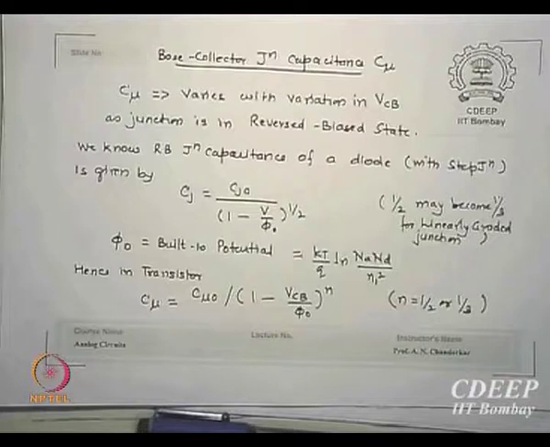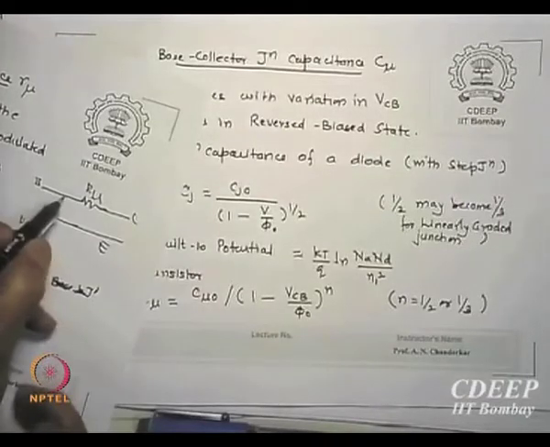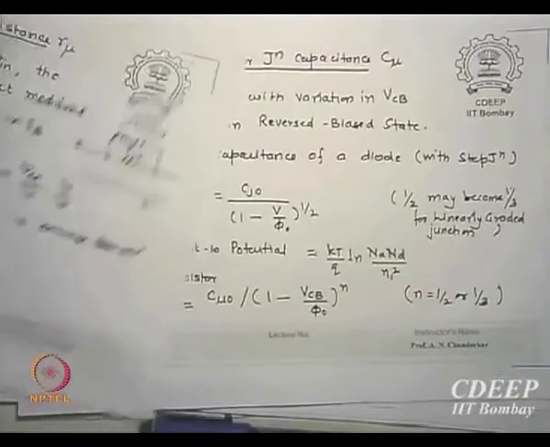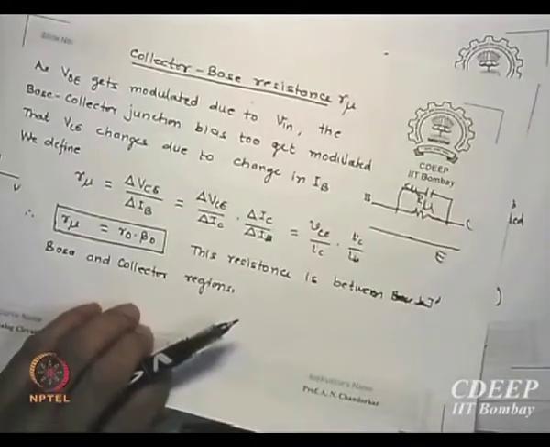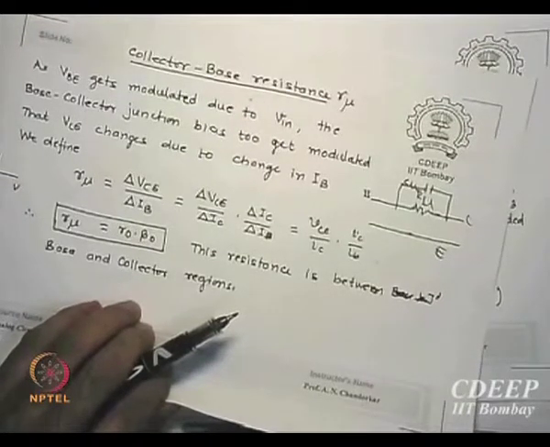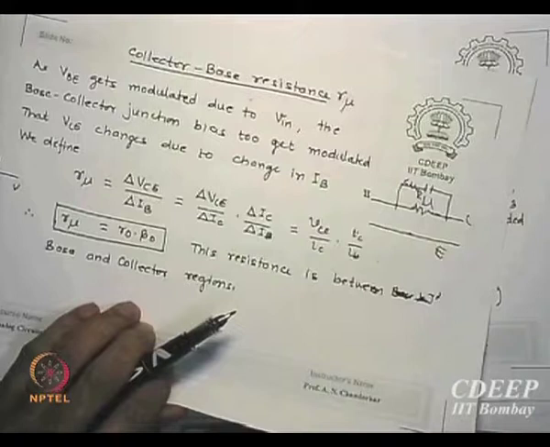So where will that diode capacitance sit? It will be across R mu. Is that clear? It will be across R mu. So in between base and collector there is a parallel RC sitting there, R mu and C mu. Does that give you some value? R mu into C mu is what? A frequency term or some time constant.